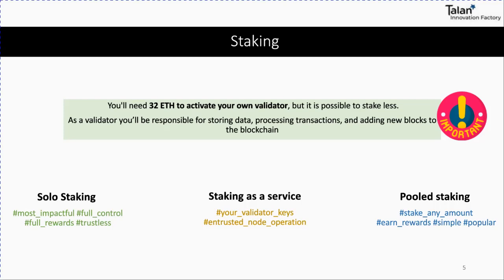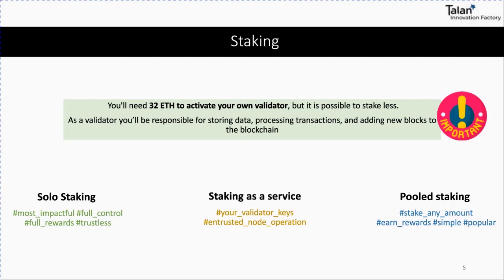You just send the 32 ETH to the deposit smart contract, and you will have the client activated on your infrastructure hardware. So you just start working, and it's the most impactful because here you have full control and you will maintain the network. As I said, it's trustless because you are not going to need any services from external entities.